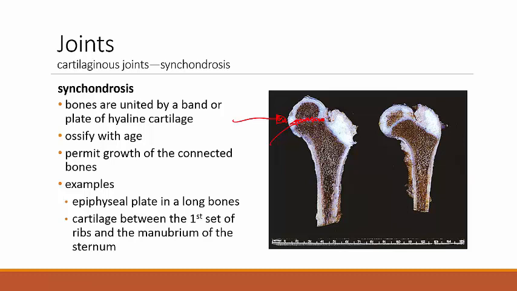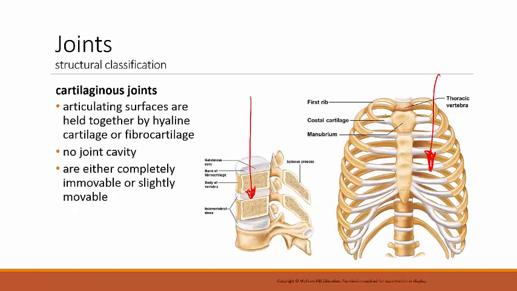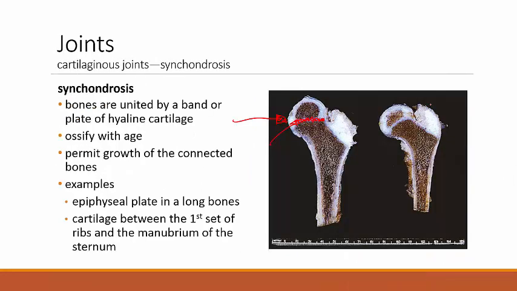So where we see these kinds of syndesmoses are at the epiphyseal plate, at both the distal and proximal epiphysis of a long bone, and in the cartilage between the first and second set of ribs. Between the first set of ribs and the manubrium of the sternum. So if we go back here, this is a syndesmosis that over time will become ossified.